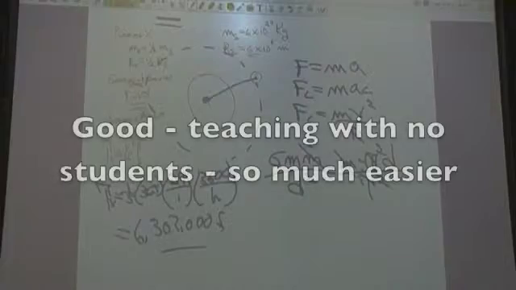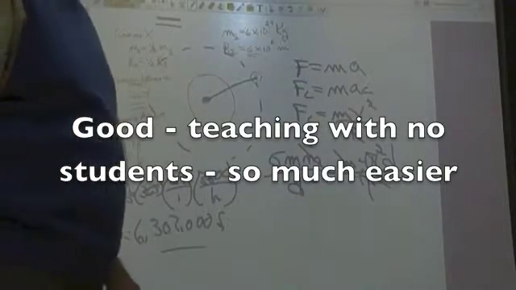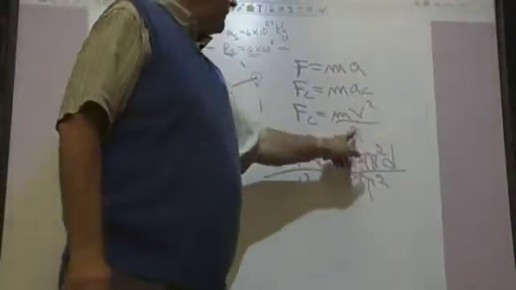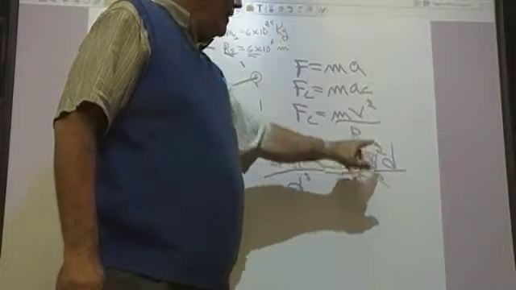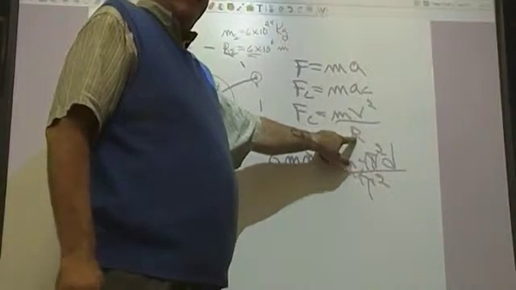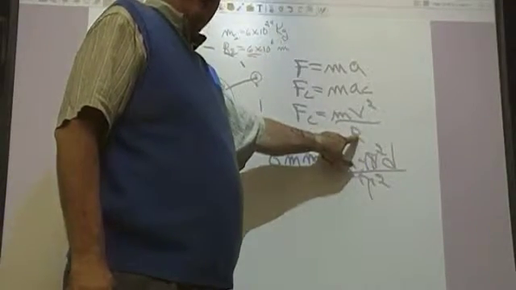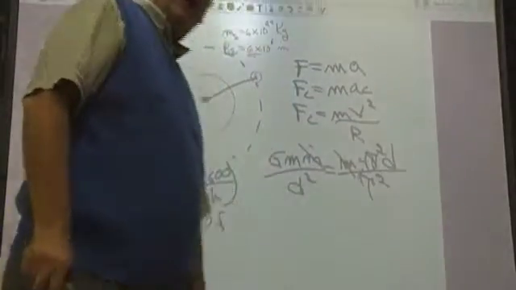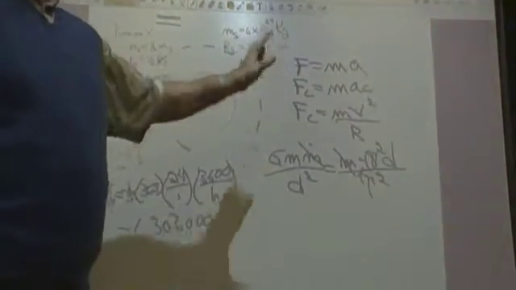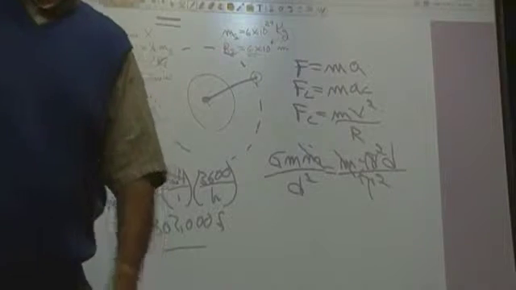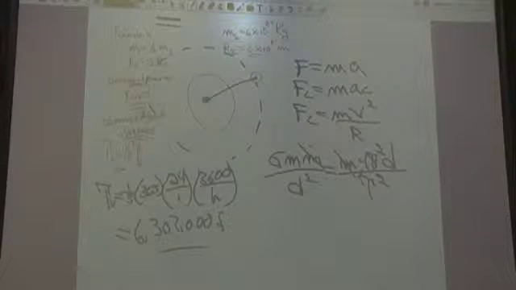So we got GMm over d squared equals m 4 pi squared d over tau squared. This r and this d are the same thing. This is not radius. This is distance center to center. Don't get it confused with radius. I'm using r because almost every physics book in the world uses r. I'm not trying to confuse you. I just want to stay consistent.